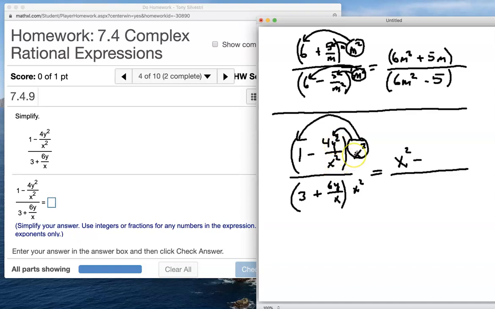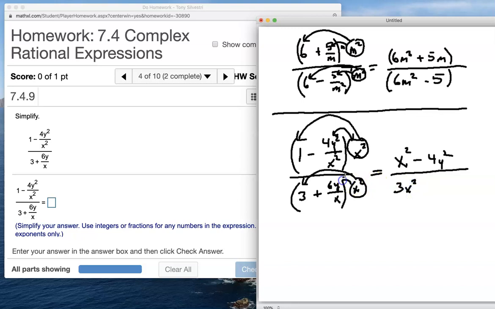This x squared divides into x squared 1 time. 1 times that 4y squared is 4y squared. Okay, that's cleaned up on the top already. Let's do the bottom here. This is going to be circle and point. Every term that you see, top and bottom, 3x squared. There's no fraction in 3, so nothing divides out.